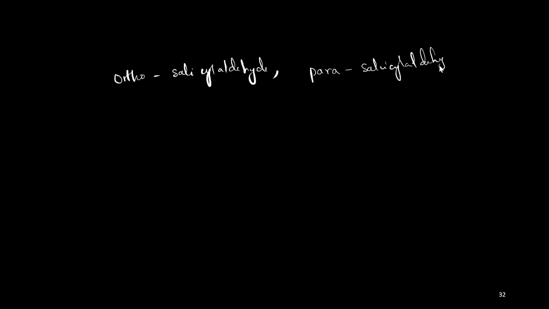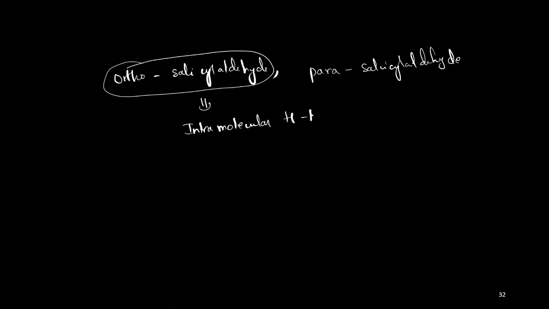So you will be getting two products. One is ortho salicylaldehyde and you will be getting para salicylaldehyde. Okay. So in these two products, the ortho one will be having intramolecular hydrogen bonding. So because of this intramolecular hydrogen bonding, the boiling point for the P is less than the Q. Okay. So the boiling point of ortho is less than para.